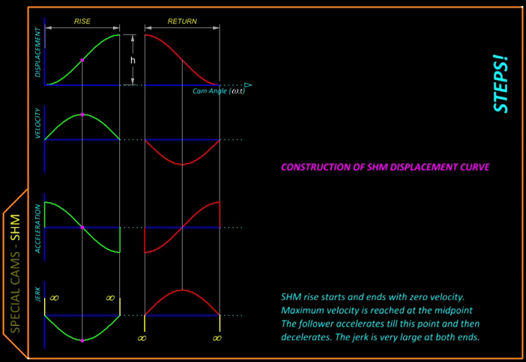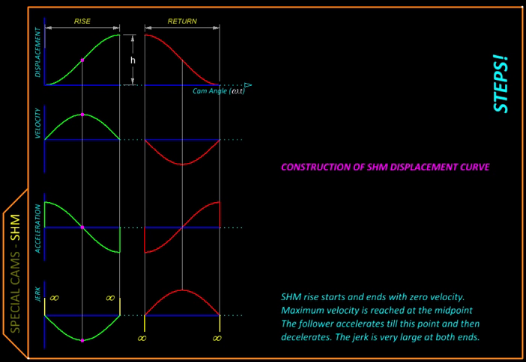We have seen that giving the follower a constant velocity or constant acceleration motion leads to problems like very high acceleration or very high jerk. Let us see if things can be smoothened out by using a sinusoidal variation of displacement against time.